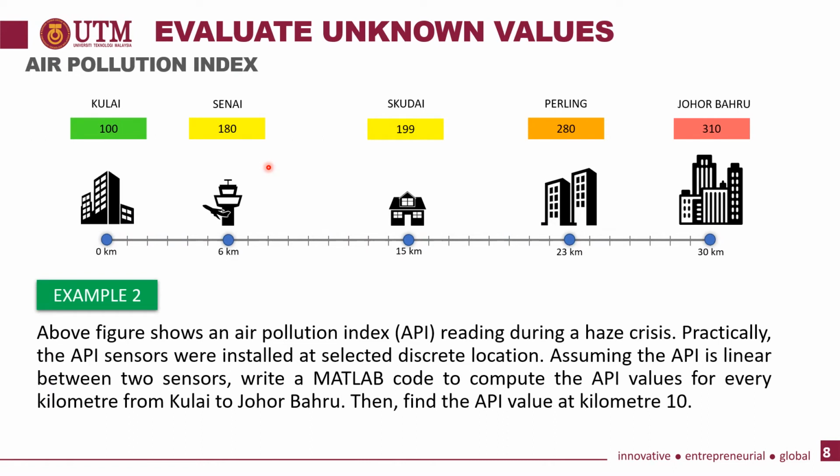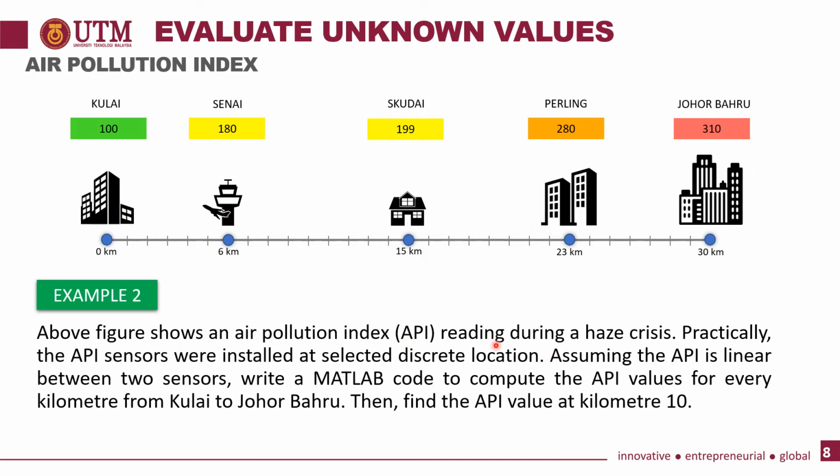This example is all about the air pollution index. Example number 2: the above figure shows an air pollution index reading during a haze crisis. Practically, the API sensors were installed at selected discrete locations. You see here we have Kulai, Senai, Skudai, Perling, and Johor Bahru. Those are recorded in discrete locations, which means it is not continuous. It is one in Kulai, one in Senai, one in Skudai, one in Perling, and one in Johor Bahru.